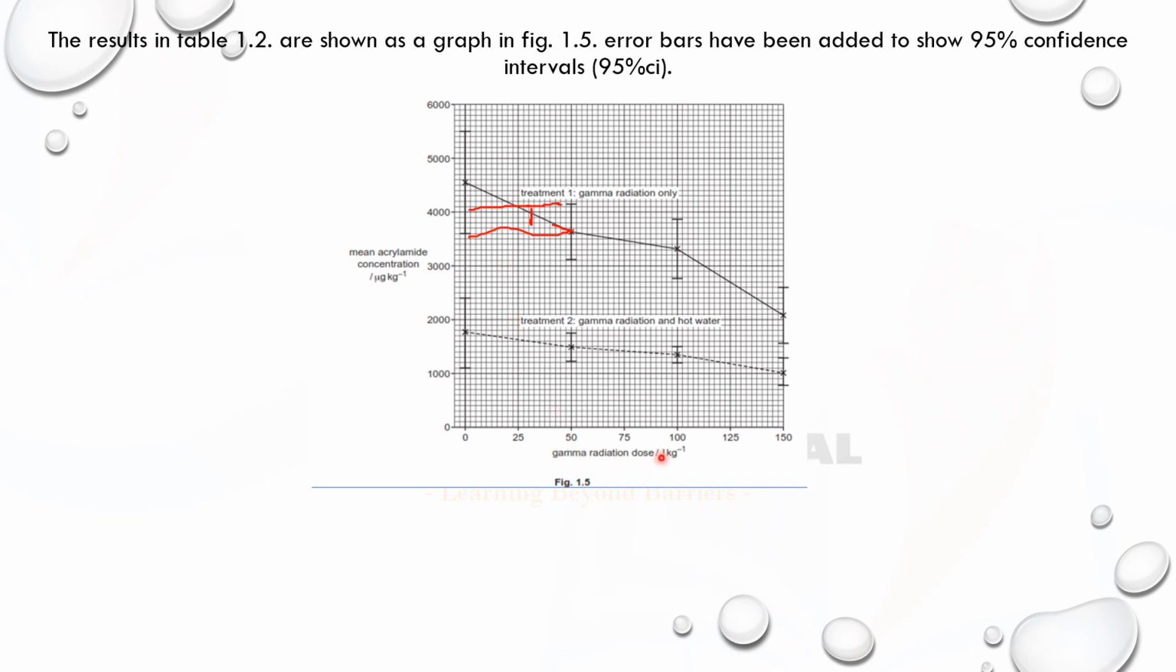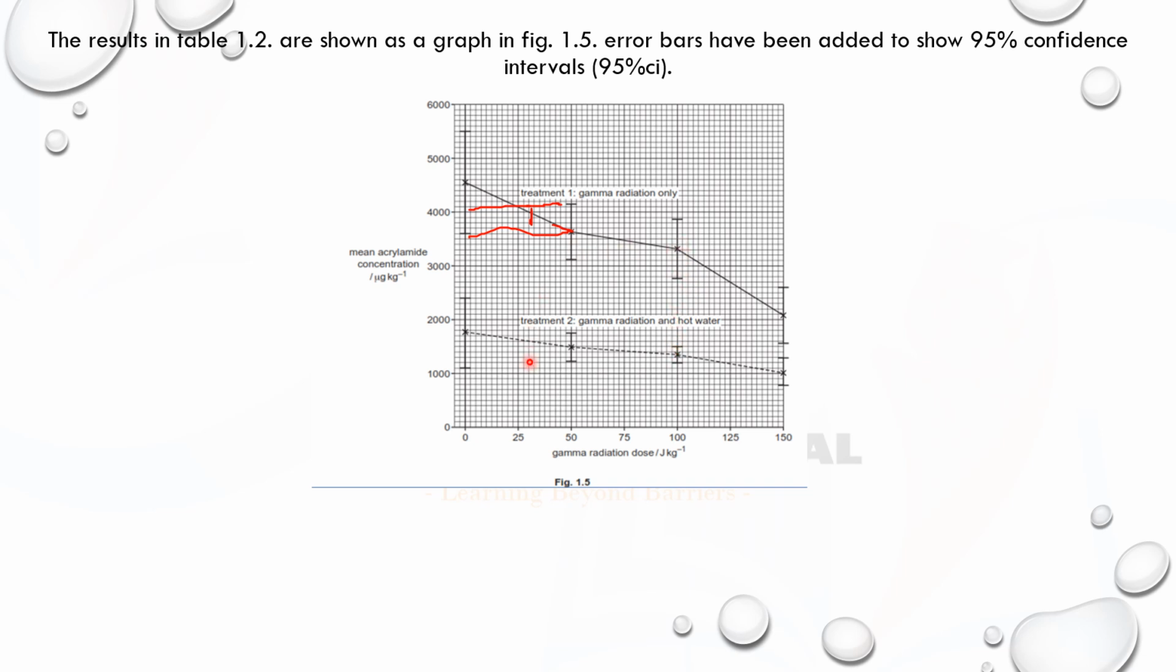You see the gamma radiation dose. For this treatment 1, gamma, you can see that it decreases. But the decrease here is more, far higher compared to this. Overall, as gamma radiation increases, that's the general trend, both in treatment 1 and treatment 2, the mean acrylamide concentration decreases, but it decreases more here. If you are asked what supports that this treatment works, it's because this has more decrease compared to this.